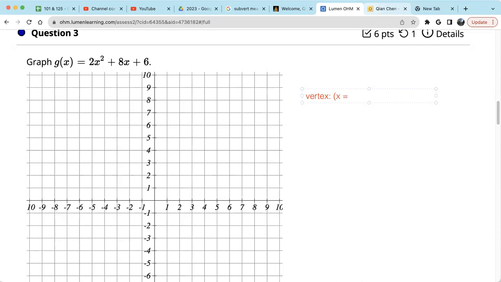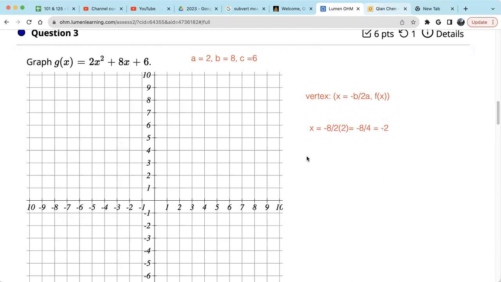So the vertex x value equals -b over 2a. Then that's just a function value. So that's our vertex. So let's write down A, B, C here. A is the number before x squared, which is 2. B is the number before x, which is 8. C is a constant, which is 6. So we plug in here, we get x equals negative B, which is 8, divided by 2 times 2, which is -8 divided by 4, which gives us -2.